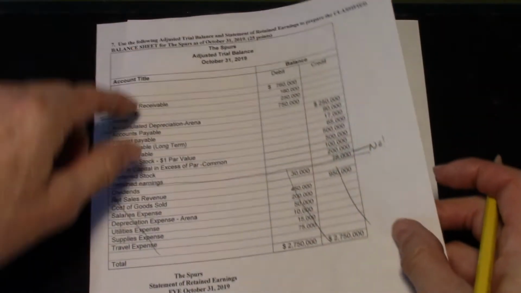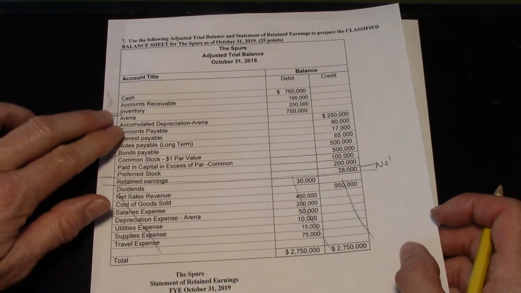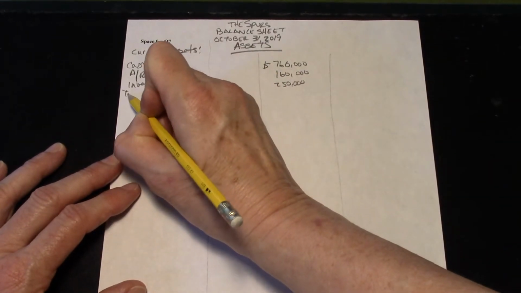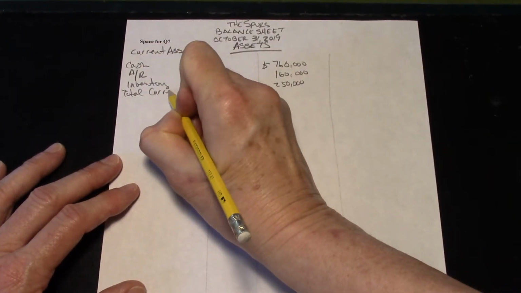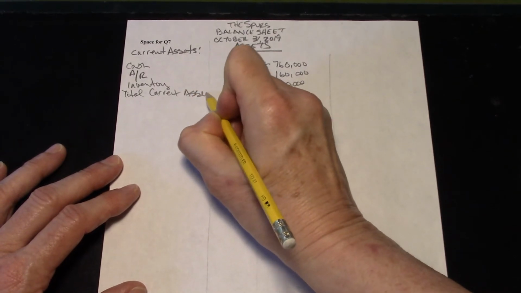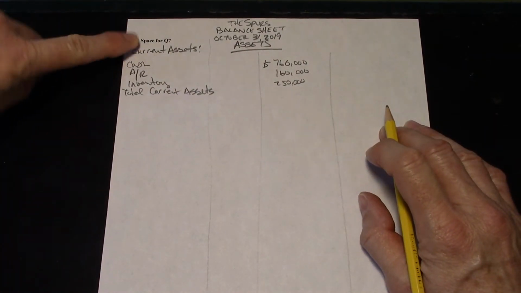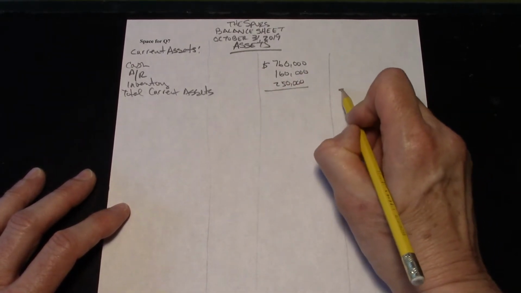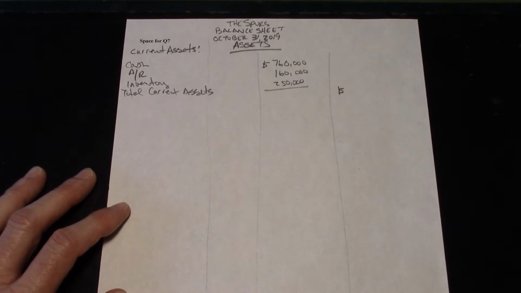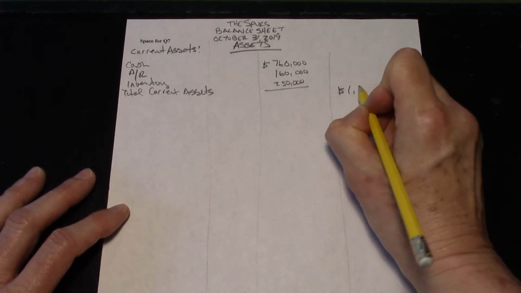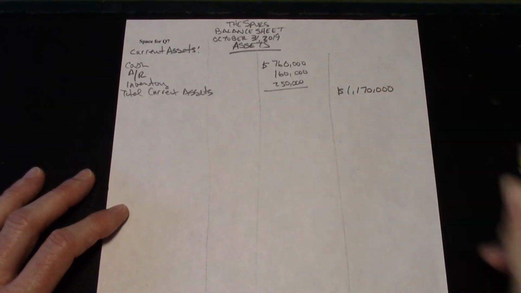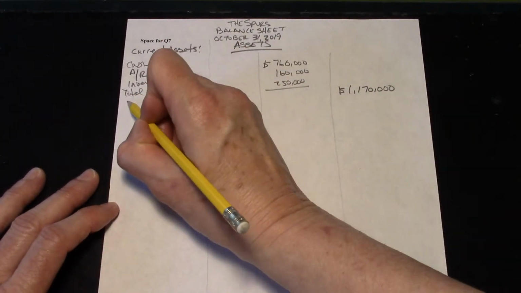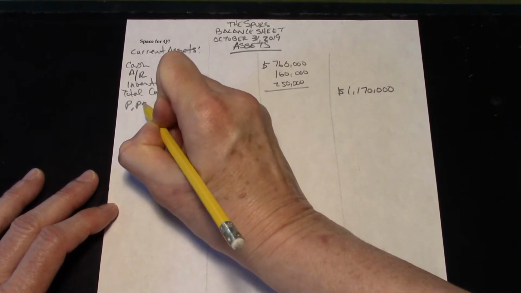And that was it, right? Because the next thing that happens has accumulated depreciation, the arena, so that must be PP&E. So now we're ready to get our total current assets, right? Every time you have a title, you need a total. All right, so we add those up, and our total current assets are $1,170,000.